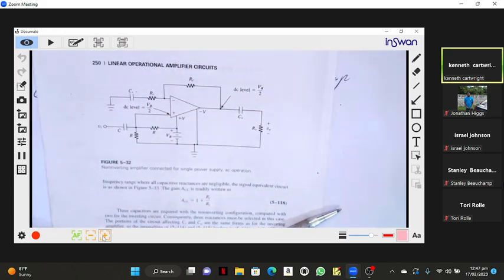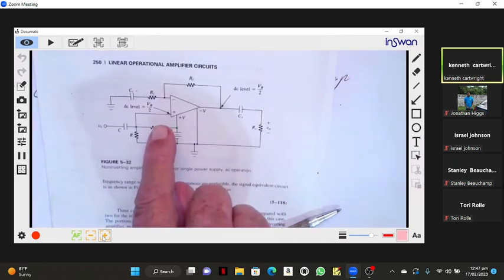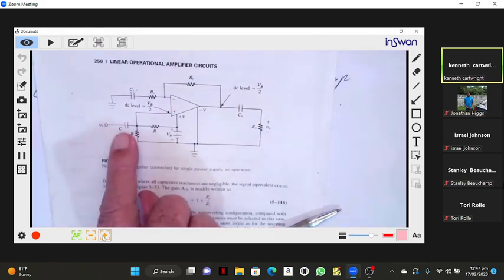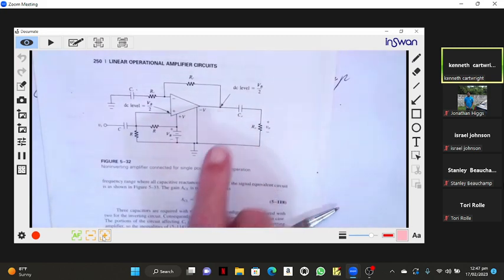We still have to put half of VCC at the non-inverting terminal, so we still need this voltage divider. Okay. So we need this capacitor, which we call CI, as in the inverting case, and there's our CO.